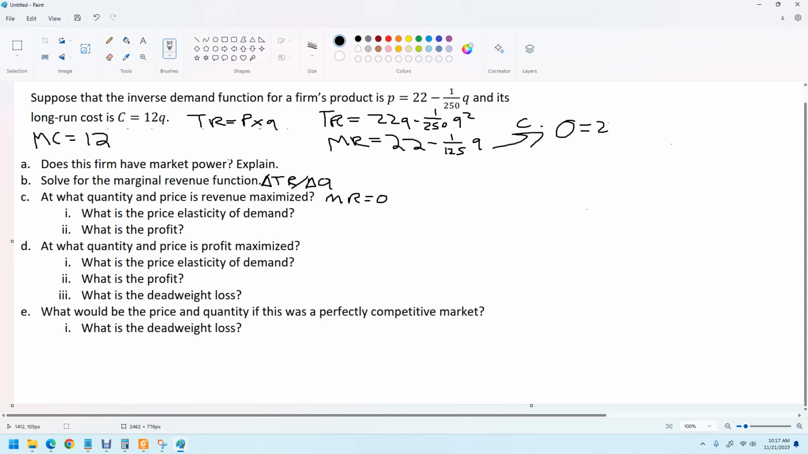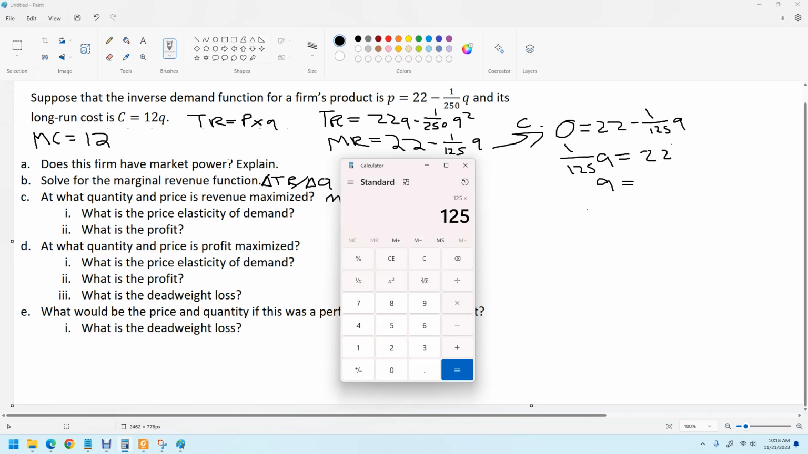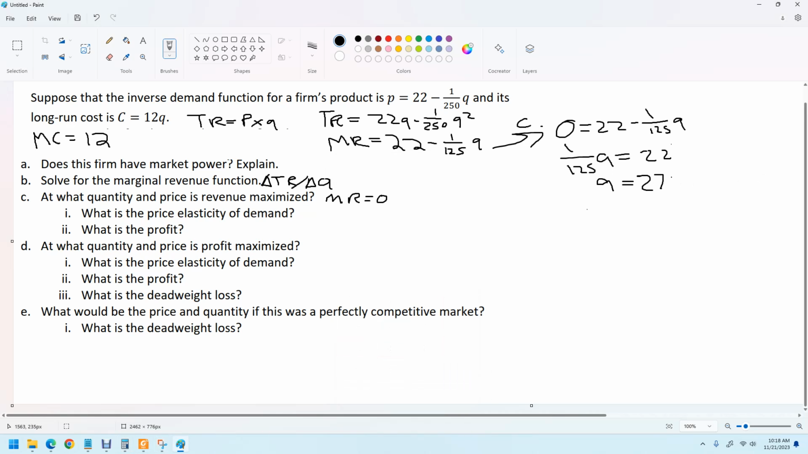0 equals 22 minus 1 over 125 Q. Send this over there. Multiply both sides by 125, and you get 125 times 22, which is 2,750. Okay, that is the quantity.